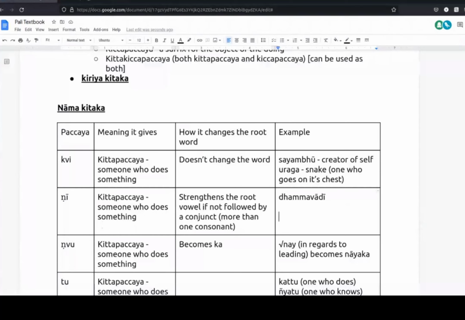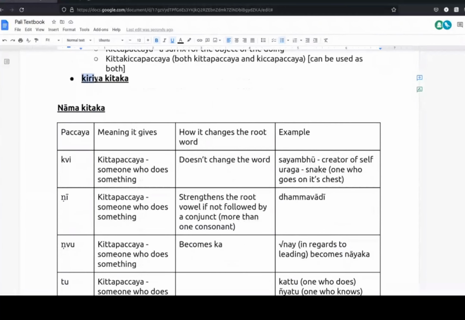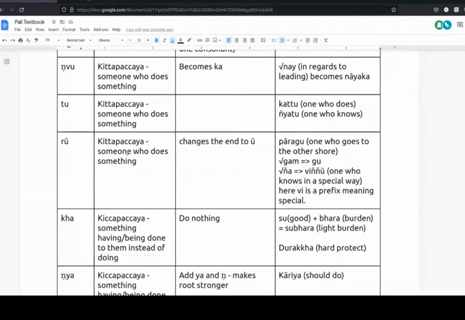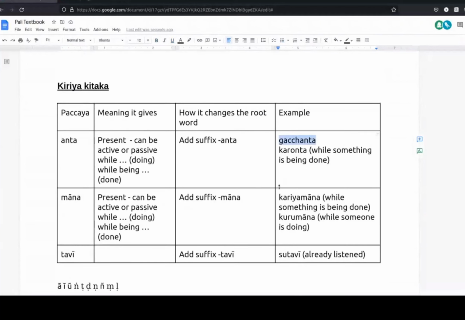Anyway, before we get to that, we go through these. So with Kitaka, there are two kinds based on how they're used. Nama Kitaka are what I've been sort of talking about, a thing. Nama Kitaka are referring to Nama, right? The thing that you end up with is a Nama. Kiriya Kitaka ends up, the thing that you create is not exactly a verb, it's a participle in English. So you end up with these that we've already seen, right? Gachanta, Garonta, Garyamana.